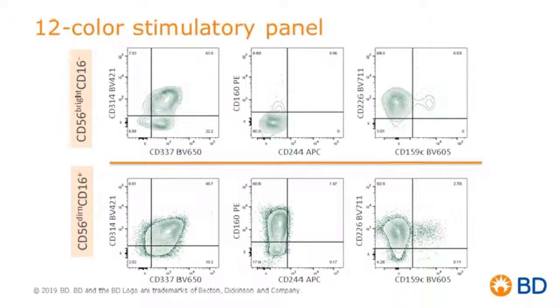And also, as we showed in the cartoon before, we have NKG2C, the heterodimer with CD94, which is more expressed on the early NK cells, as we expected. So this also gives us a good representation of the resolution of the markers that we achieve in a 12-color panel and allows us to look at different patterns in different subsets.